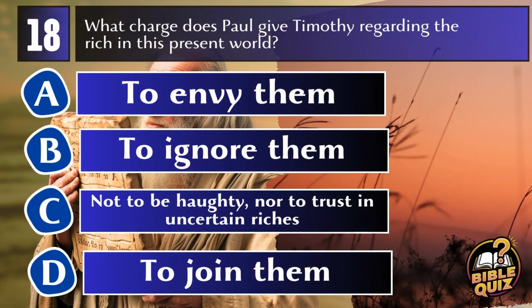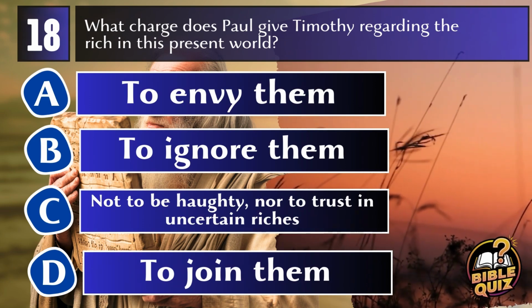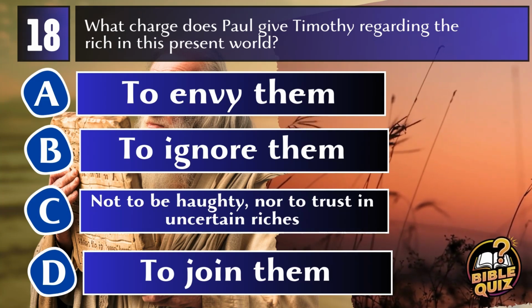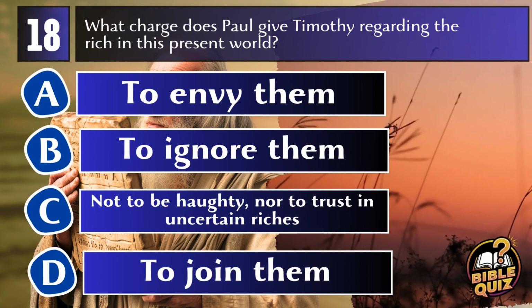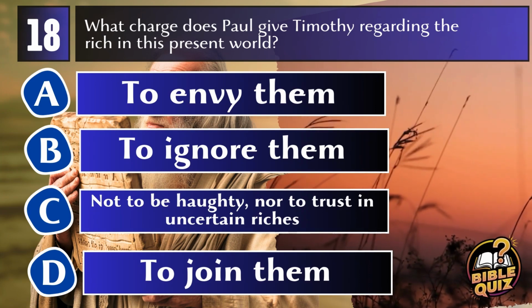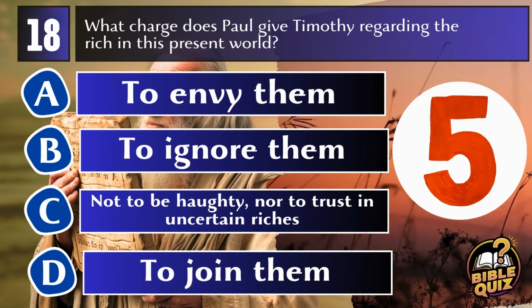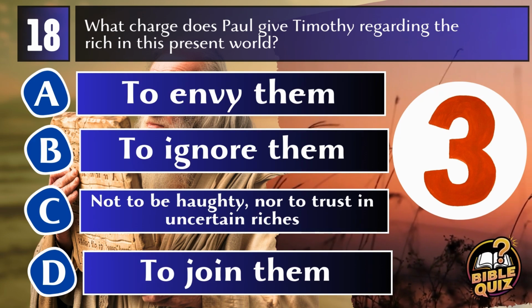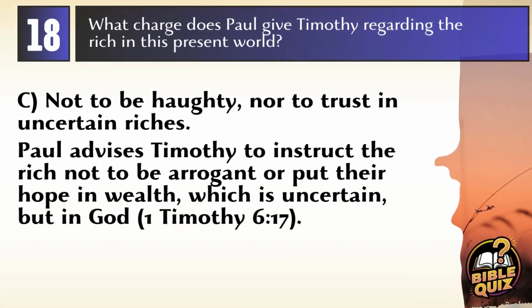Question 18. What charge does Paul give Timothy regarding the rich in this present world? A. To envy them. B. To ignore them. C. Not to be haughty, nor to trust in uncertain riches. D. To join them. Answer. C. Not to be haughty, nor to trust in uncertain riches.